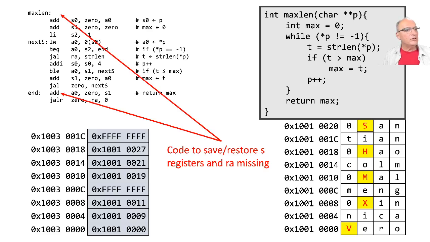Note that I would have to save the values of S0, S1, S2, and array, because there is a function call in the middle of this loop. So I would have to save those values in the beginning of max length, and I would have to restore those values right before the return statement. Because this slide is too small and I don't want to make the font so small, I'm omitting the saving and restoring code from this slide. But you know that you need that code in order for the function to be correct.